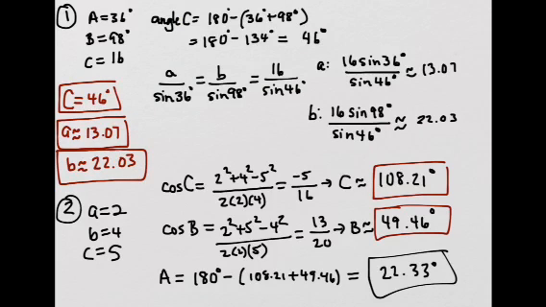Alright, so for number 2, it's pretty much the law of cosines, because you are given 3 side measurements, no angles.